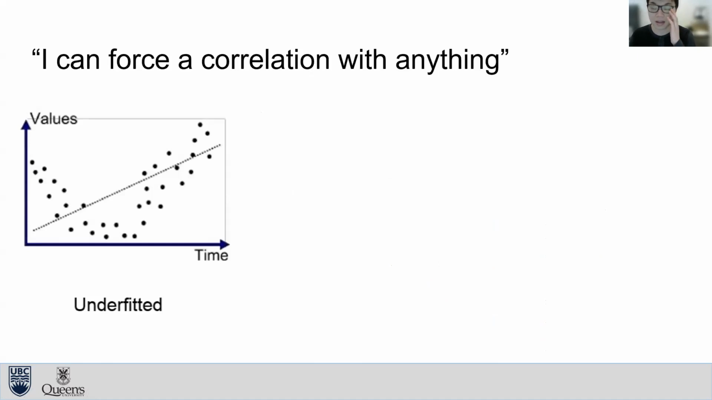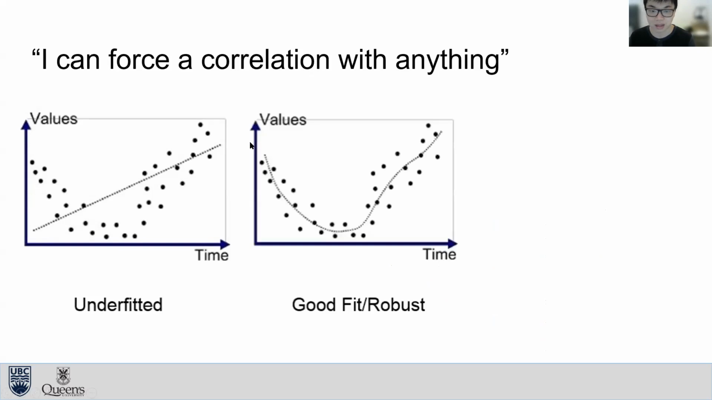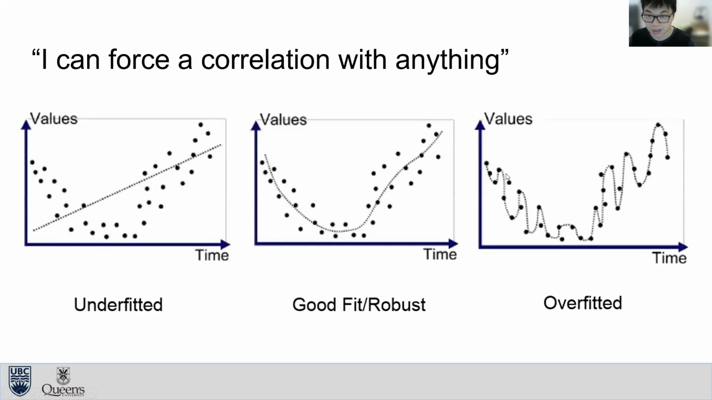Now this is afterwards. I know we said to look at the correlation ratios, but don't conclude on predictivity from the correlation ratios, because I can force a correlation with anything, right? Here's a data set, and this is an underfitted, poor correlation curve. This is a good fit. This is what we consider a robust fit, because this fits the trend of the data. But this is not the highest possible correlation. This is the highest possible correlation here, where we're hitting every single data point.